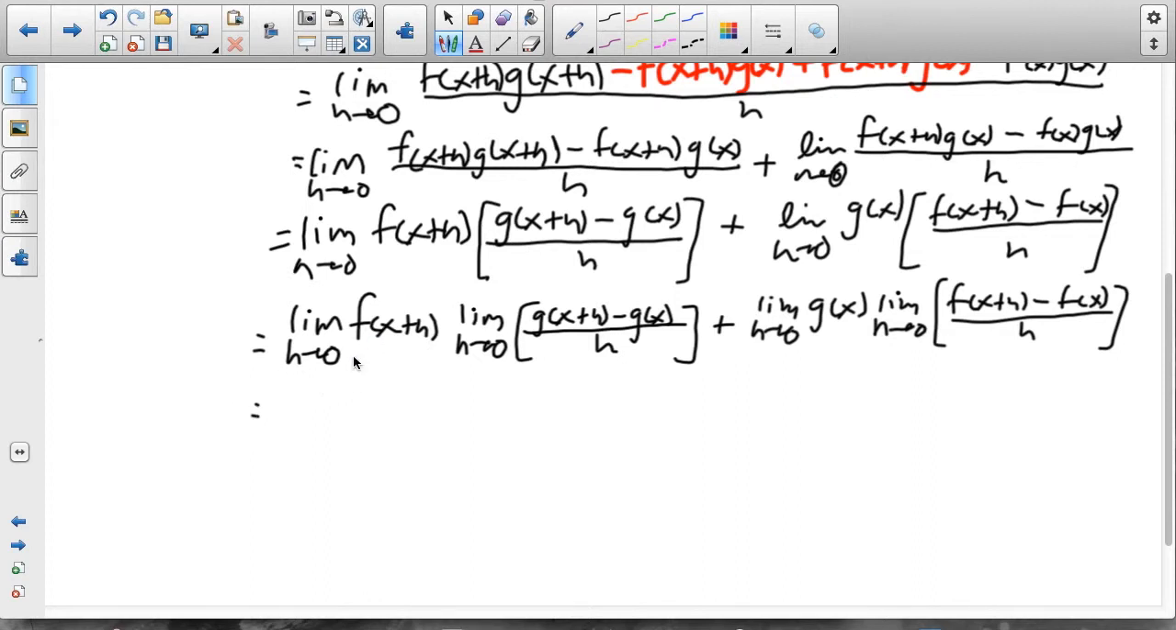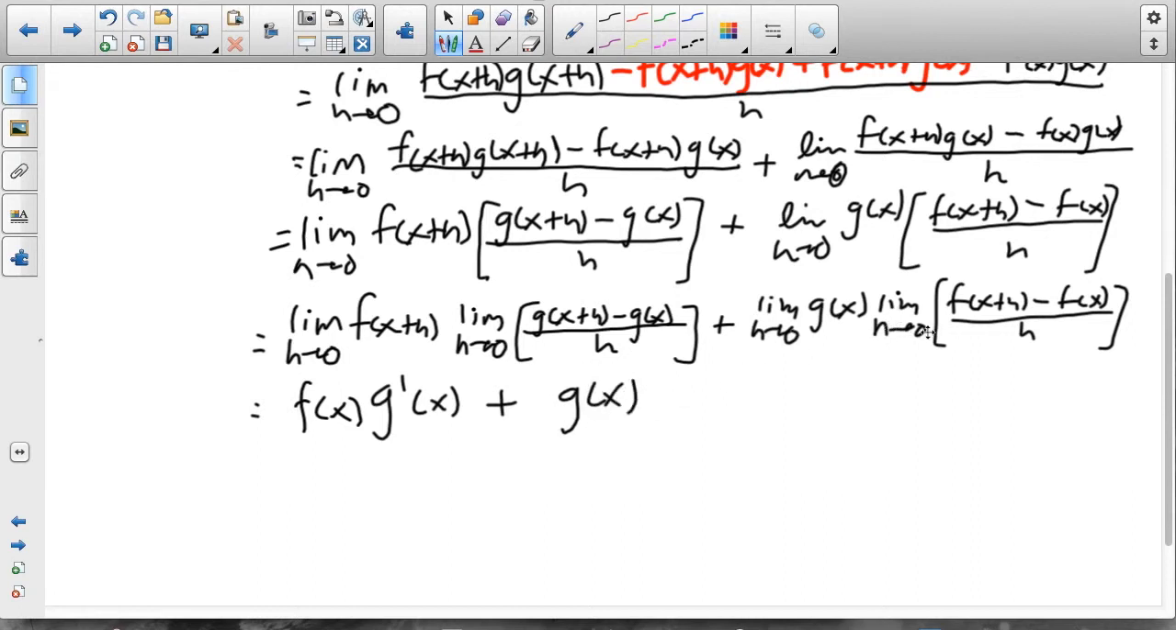Now I just have to take the limit of each one of these. If I look here, the limit of f of x plus h, as h goes to 0, this h is essentially 0, so what I get left with is f of x. And then this guy right here is the limit as h goes to 0 of g of x plus h minus g of x all over h. That is the definition of derivative in terms of g, so that's going to be g prime of x. Then the limit as h goes to 0 of g of x: there's no h in g of x, so that's just going to be g of x.